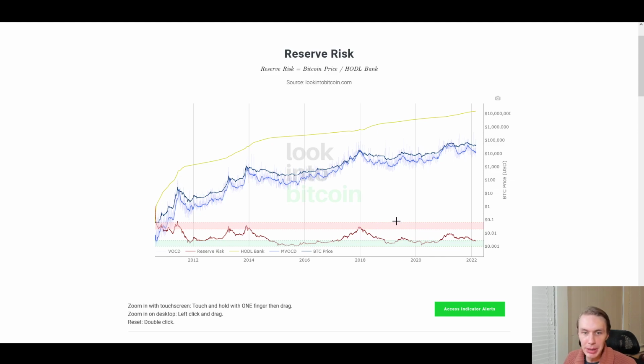Obviously possible, maybe. But what I do want to note is that even if we do have more pain to come, even if we aren't going to be able to sustain this current uptrend we're in, generally speaking, when you look at when the reserve risk has fallen into this green zone that's identified here, most of the pain has already been realized off of the top. So for example, coming off of the 2013 top, we were up here at over $1,000, so $1,100.